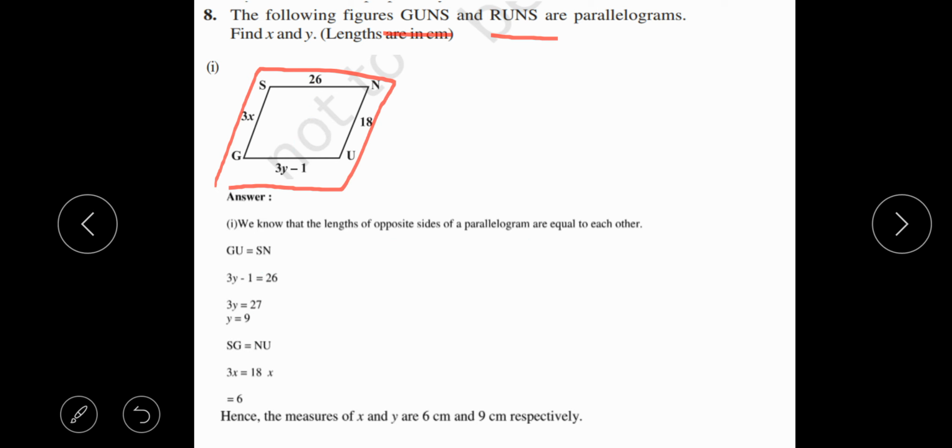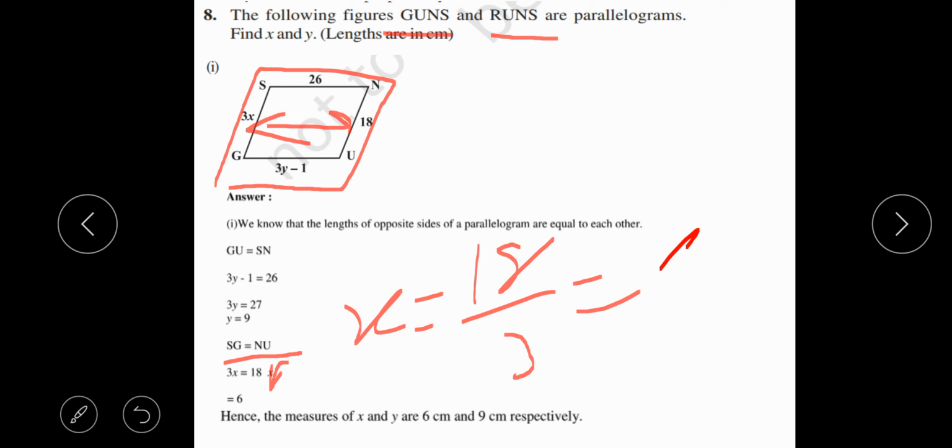Similarly, now consider these two are equal. That is, SG equal to NU. If SG equal to NU, then 3x equal to 18, or x is equal to 18 by 3, which means 6. Hence the values of x and y are 6 and 9 centimeters respectively.